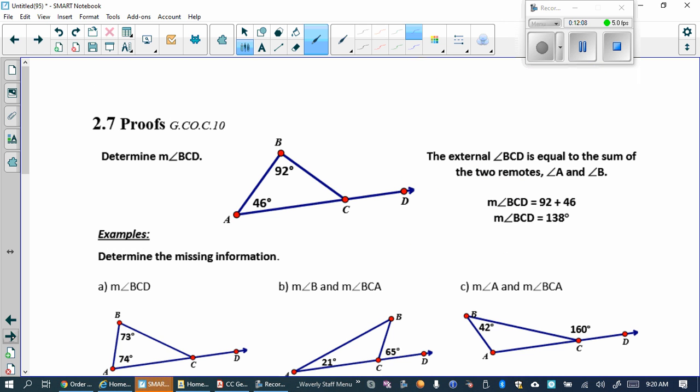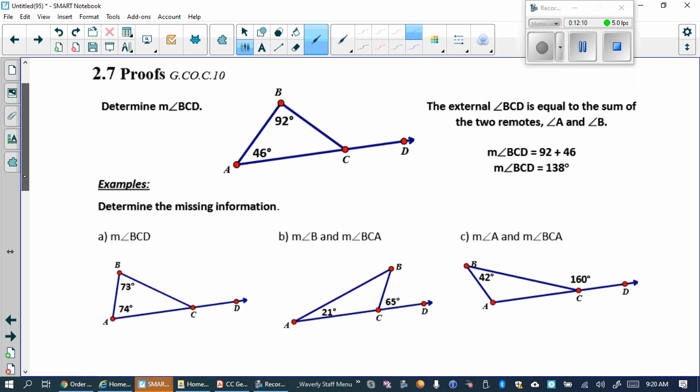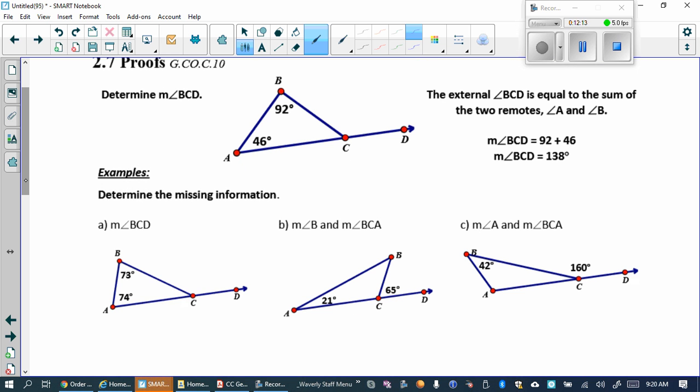So, let's look at an example over here. Determine the measure of angle BCD. That's this guy right here, BCD. That's the external angle, isn't it? Simple enough. We've proven a theorem, which means now we can officially go and use it for something more practical. So, this angle has to be equal to what plus what? A plus B. Well, there are numbers there: 92 and 46, so this exterior angle is 138. That's easy, right?